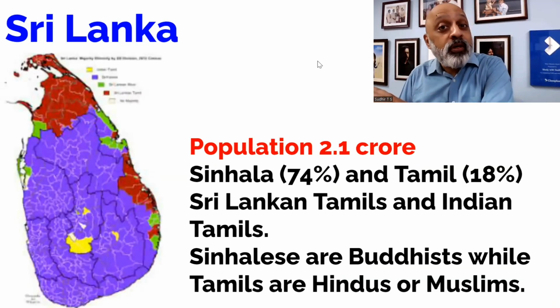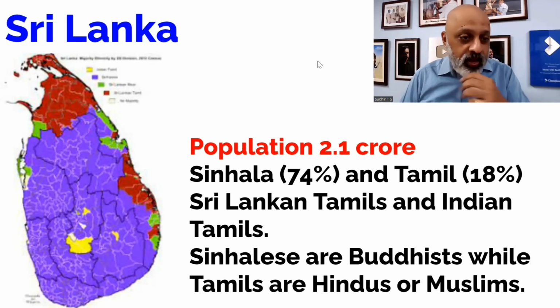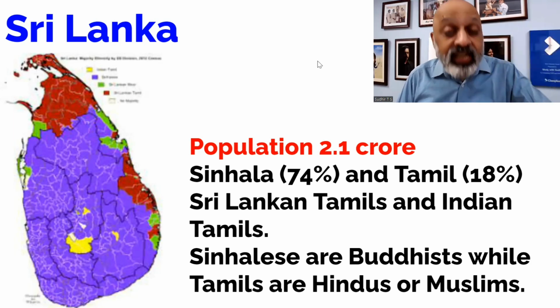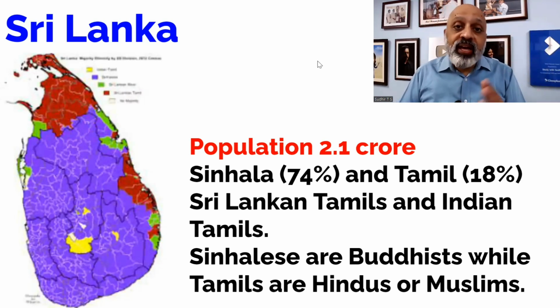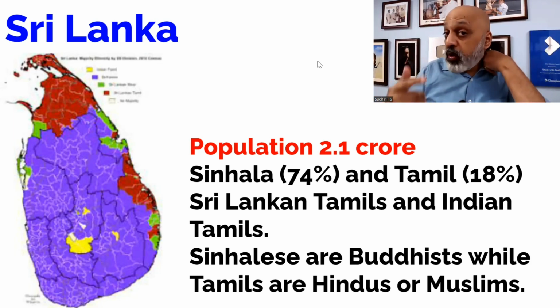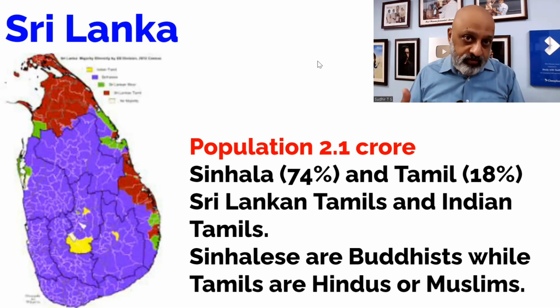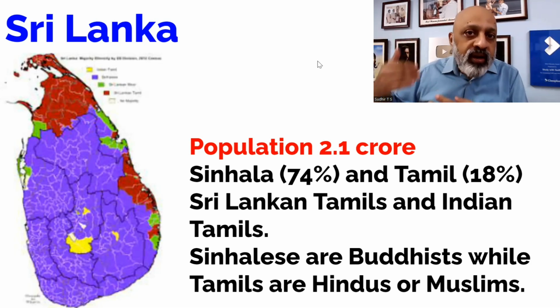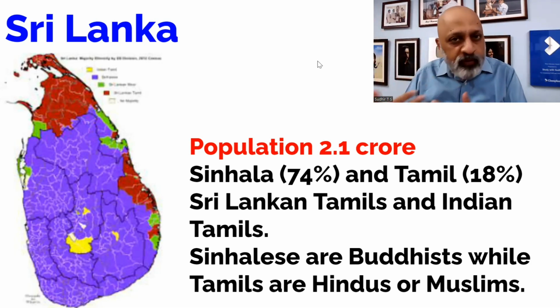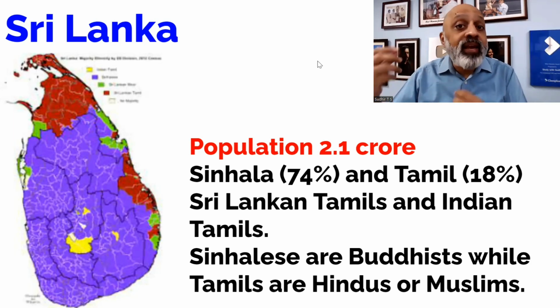Now let's come to closer home. Let's come to Sri Lanka. You see the map of Sri Lanka, right? The population is 2.1 crore. The major groups here are the Sinhalese, which is the native Sri Lankan population, and the Tamils. And even among the Tamils, there are the Sri Lankan Tamils and the Indian Tamils. The Indian Tamils are essentially the plantation workers, because there are a lot of tea plantations in Sri Lanka. People who moved from India to work as plantation workers and eventually became the owners of plantations there, a lot of people from South India went. So they are the Indian Tamils.